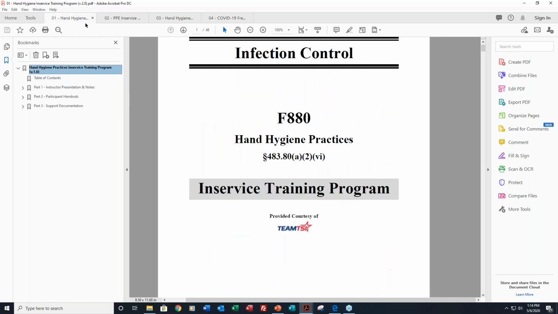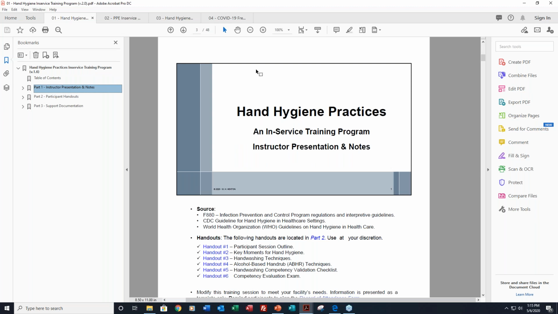But first, I want to go through your hand hygiene practices, and walk through how the program is organized. I think you will find that it's extremely comprehensive, but it's very easy to use. Both the hand hygiene and the personal protective equipment are done the same way. Just going through the hand hygiene, the first thing you have is your PowerPoint presentation slides in a PDF format.